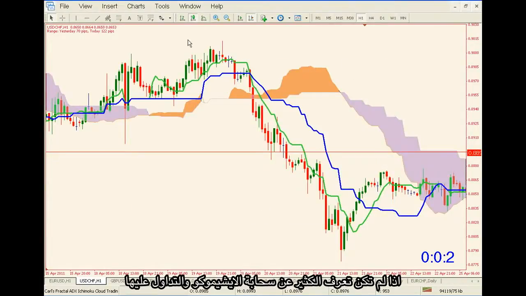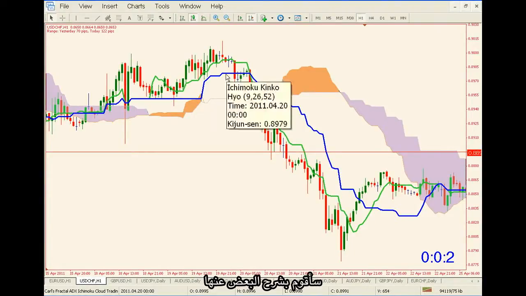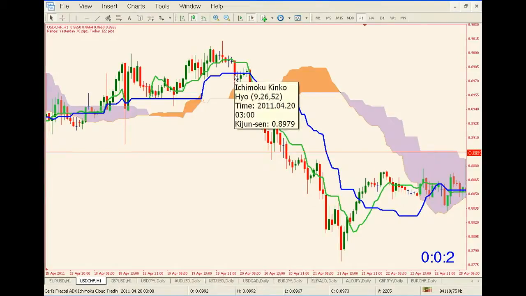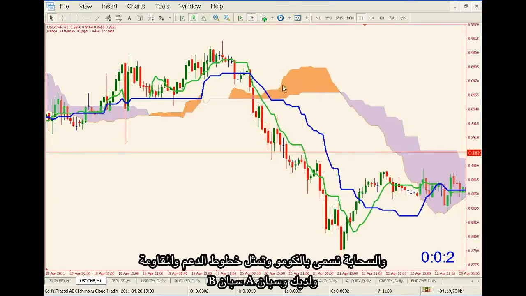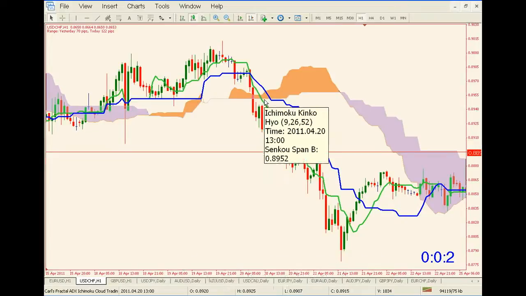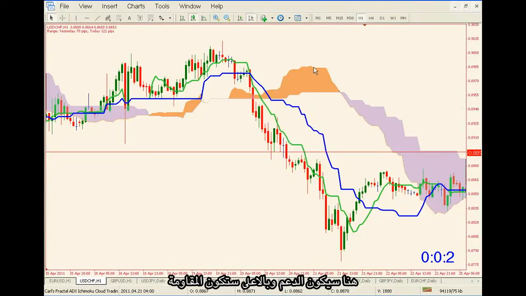If you don't know much about the Ichimoku clouds and trading with them, I'm going to just show you a couple little things. This blue line here is called your Kijun-sen, and the green line is called your Tenkan-sen, and the cloud is your Kumo. You have a Span A and a Span B. The cloud acts as support and resistance. Here it would be support, and up top it would be resistance. If you were coming up, it would be resistance A and then resistance B, and if you were coming down, it would be support A and support B, depending on where it was.